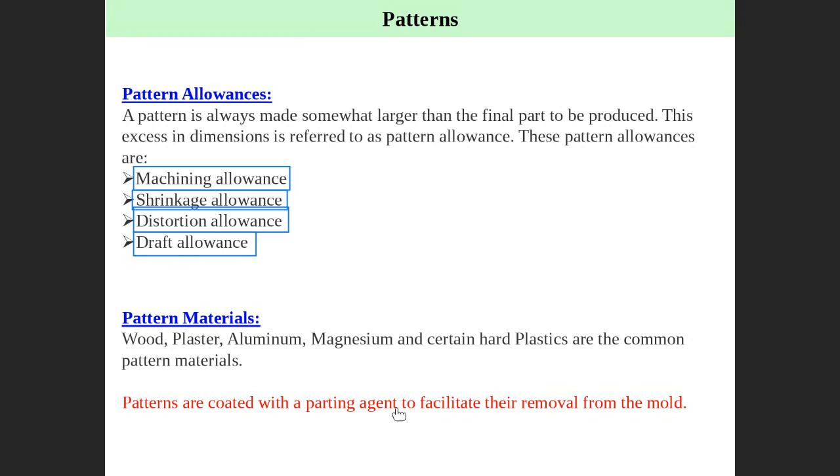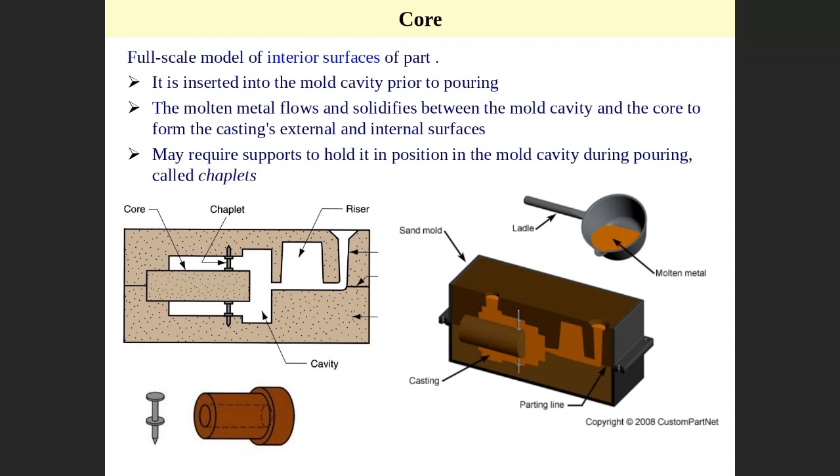Patterns are coated with a parting agent. Parting agent, there are some silica. We coat the pattern with some parting agent to facilitate removal, because you put the pattern in the sand to create the cavity and then take it out. To facilitate removing it from the mold, we coat it with what we call the parting agent. There are some special parting agents to facilitate the removal of this from the mold easily without destroying the mold. Right.